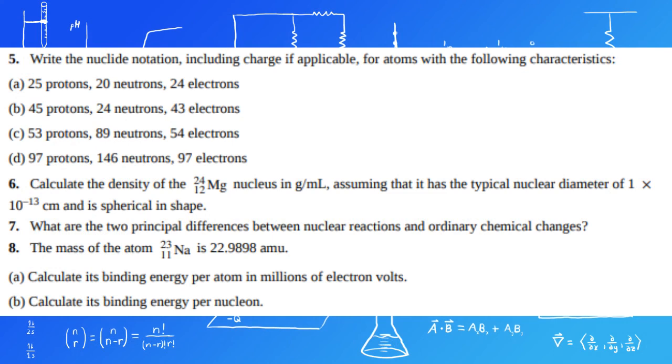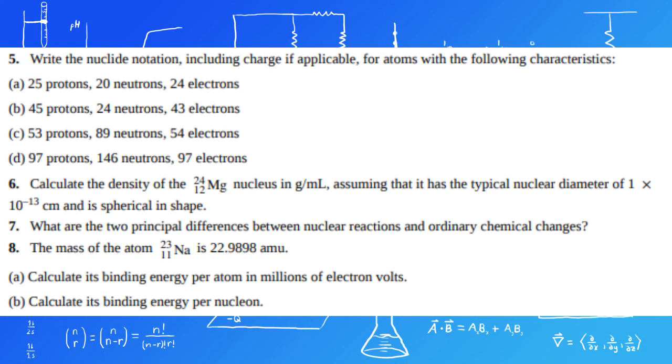Yeah, we're skipping that. Number 6, calculate the density of the magnesium-24 nucleus in grams per milliliter, given that its diameter is 1 × 10⁻¹³ centimeters and is spherical in shape. So if you remember your geometry and the volume formula for a sphere, you should be good to go with that. Take the mass, divide it by the volume, and you're good to go.